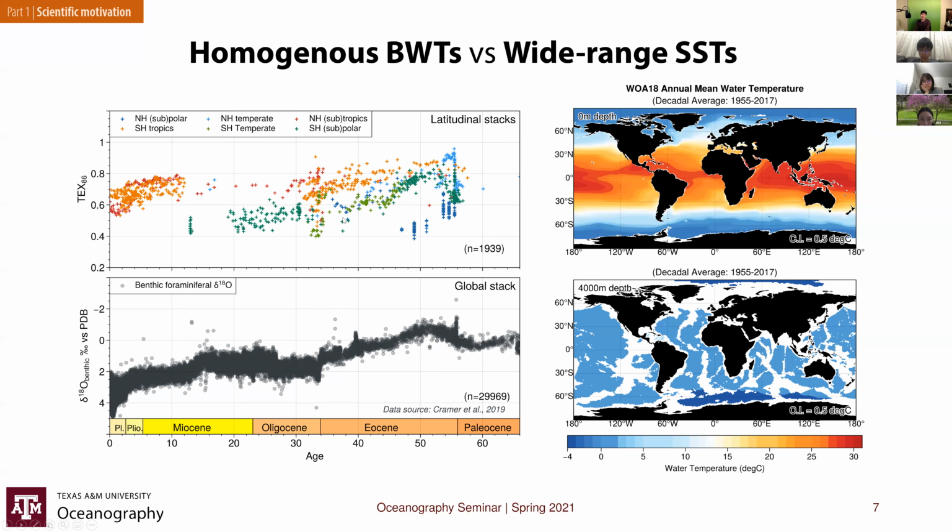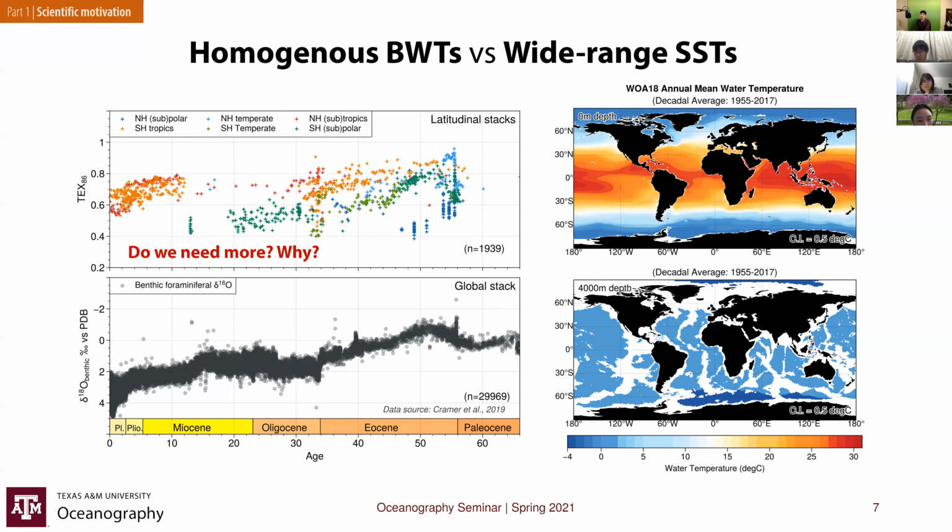The second thing is that it really reflects the dynamics at the ocean surface. You can see a clear difference between the colder color data points and the warmer color data points, and how it has changed over time over the last 66 million years. And that's what we are going to investigate in more detail.